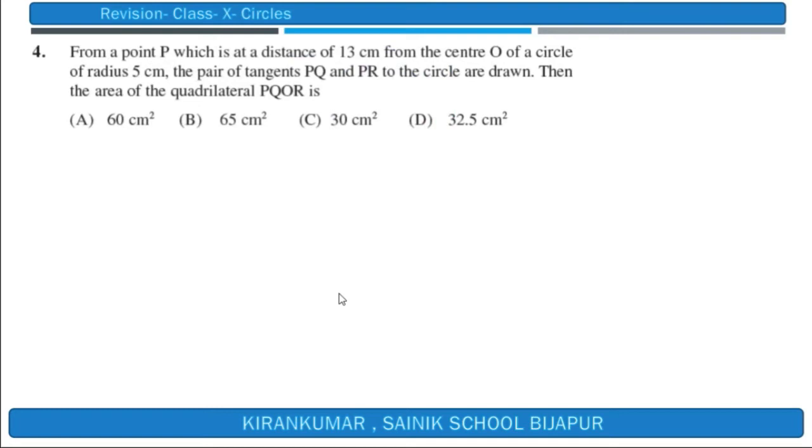Question 4. From a point P which is at a distance of 13 centimeters from the center O of a circle of radius 5 centimeters, a pair of tangents PQ and PR to the circle are drawn. Then the area of the quadrilateral PQOR is? Let's take up a suitable figure.